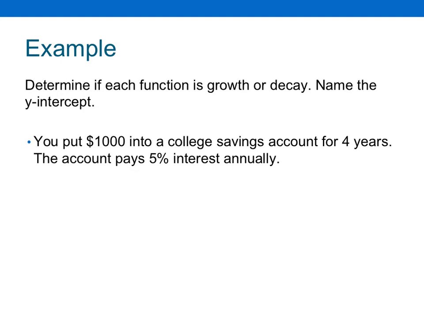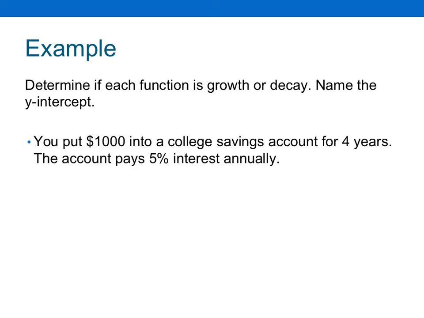So here's a more real-world type example, and we're actually going to do some more calculations with these in the future, but for now we're just going to focus on growth or decay and our y-intercept. So it says we put $1,000 into a college savings account for 4 years. The account pays 5% interest annually. Is it growth or decay? What's my y-intercept?